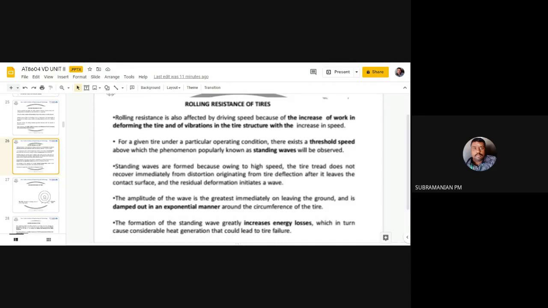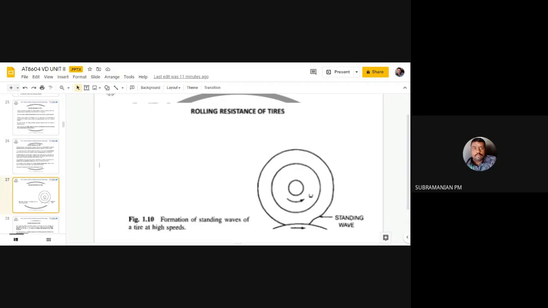The tire will not recover immediately. The tire will be deflected. Actually, when it is deflected, it will normally regain its original position immediately, and then the rolling resistance will not come into the picture. When it is not recovering immediately, the rolling resistance will increase. That is the main thing you have to understand. So the deformation is shown as a wave, as you can see in the sketch.